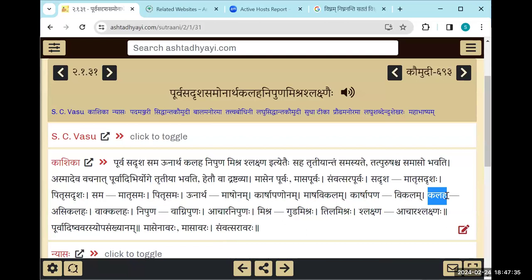Kalaha. Kalaha means quarrel, strife. This Kali Yuga is supposed to be dominated by Kalaha. So he gives an example of Kalaha: Asi Kalaha. What is Asi Kalaha? What is Asi? A sword, a dagger. Do you remember where we saw this word Asi?